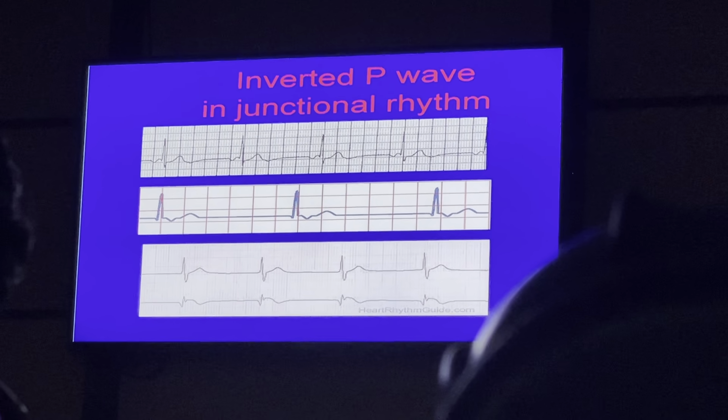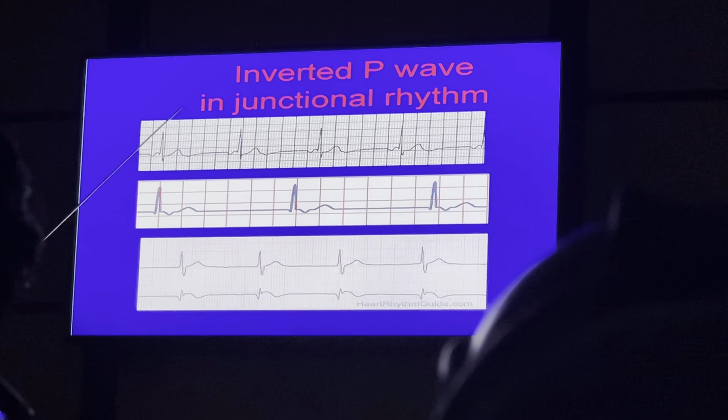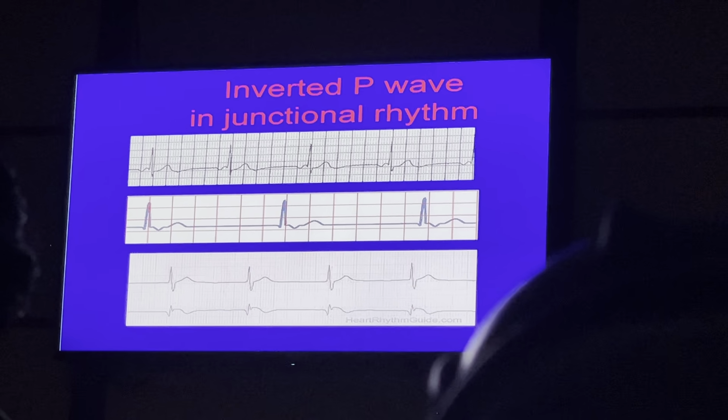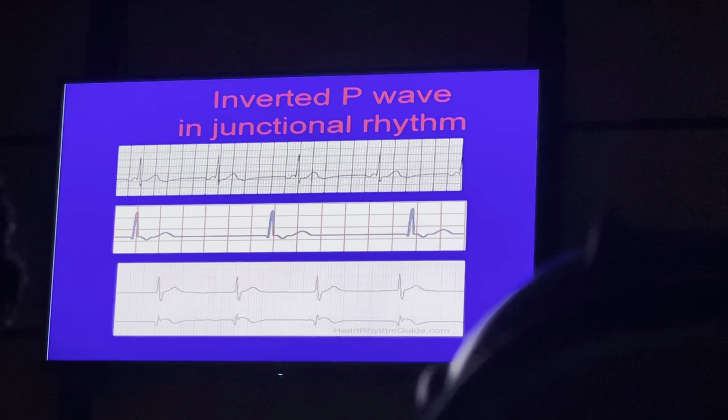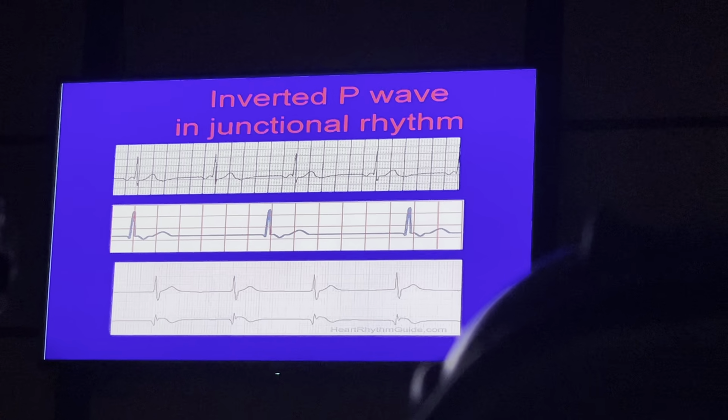So here the P wave is inverted, so it is coming from the junction. At times it is coming from the lower junction, and in that case the QRS comes earlier than the P wave, so the P wave may come after the QRS complex.